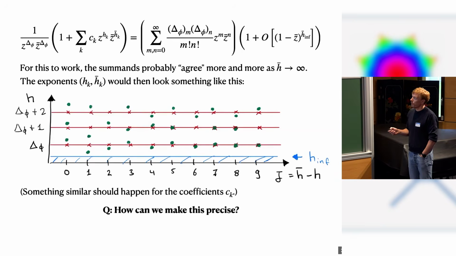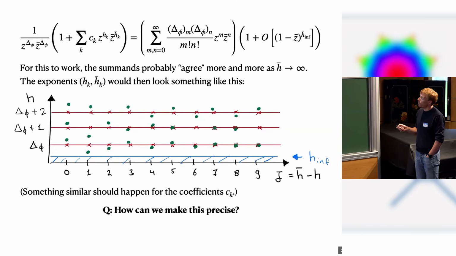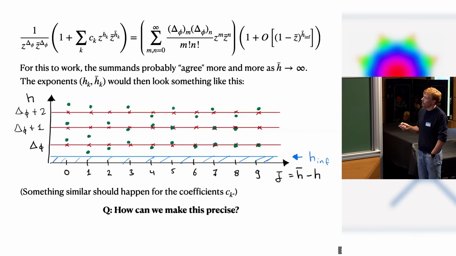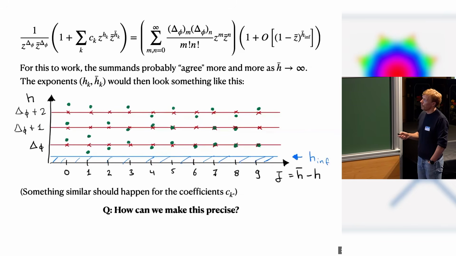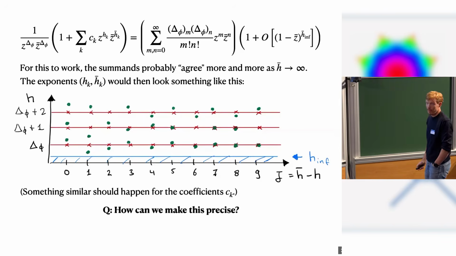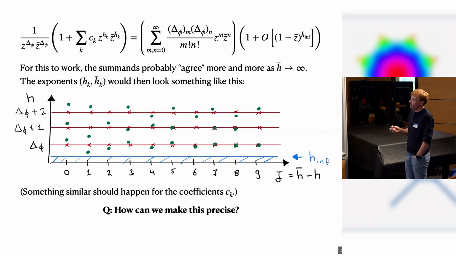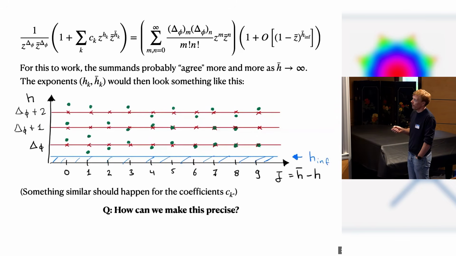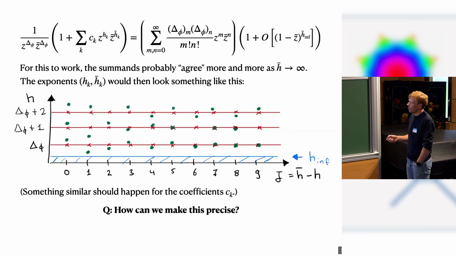So as I said before, here is basically this statement that I wrote on the previous slide. So what concerns the z bar to 1 limit, I just expanded this power law divergent term. And here's the left-hand side, which is unchanged. And so, as I said, these summands probably agree more and more in some sense as h bar goes to infinity. But the precise statement is of course, at this point, we don't have any precise statements. So roughly speaking, you would expect the exponents to look something like this.